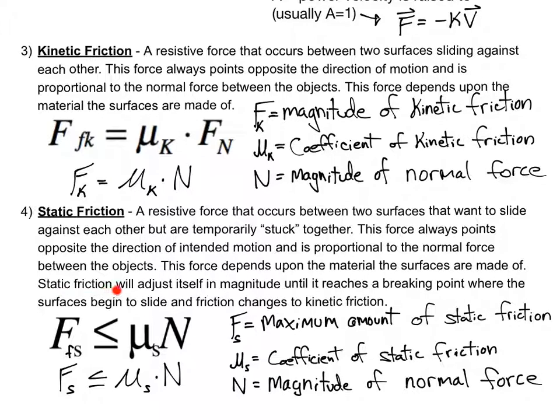Static friction, unlike kinetic friction, will adjust itself in magnitude until it reaches a breaking point where the surfaces will begin to slide. So this value here is the maximum value of mu s times N, that's the maximum amount of static friction. You can't have more than that. Mu S is the coefficient, and N, magnitude of normal force. Pretty straightforward. You've seen this before.